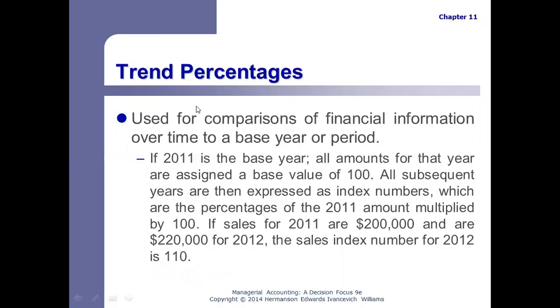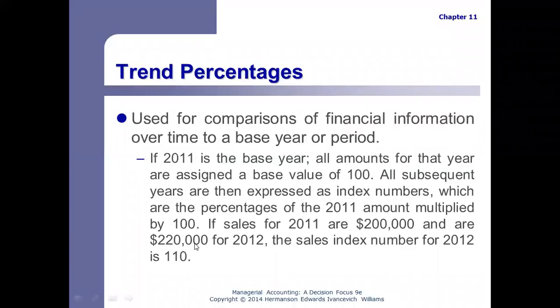Again, it's how much something went up or went down compared to a base year. So let's say that 2011 is a base year. So everything for that year gets a value of 100. Then everything after that is expressed as a percentage of that 100. So example here is, if sales are 200,000, we say then that base is 100. Next year it goes up to 220,000.